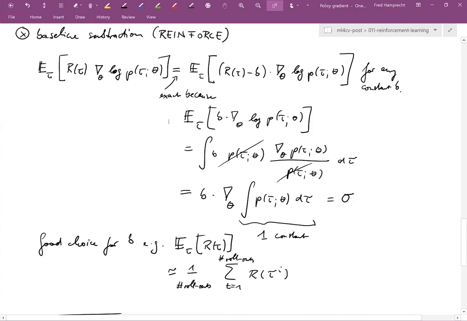A typical choice would be to take the average performance. So to look at all rollouts and see what their reward was and take that as a baseline. That's the REINFORCE algorithm. Also quite old already, from the 80s maybe.